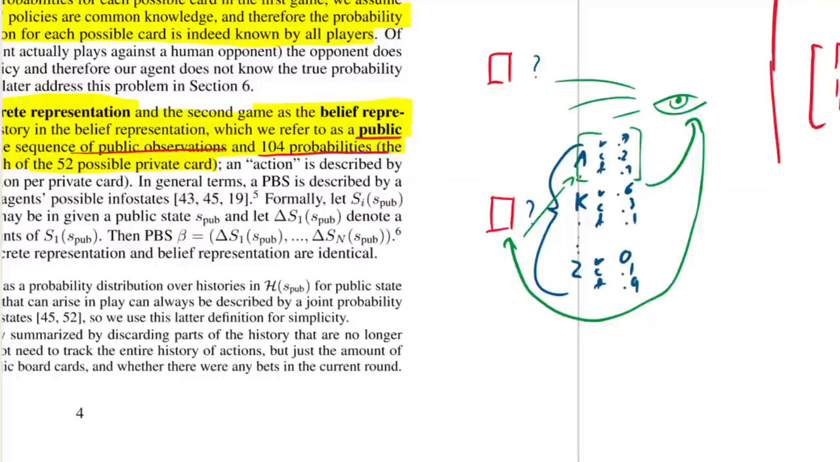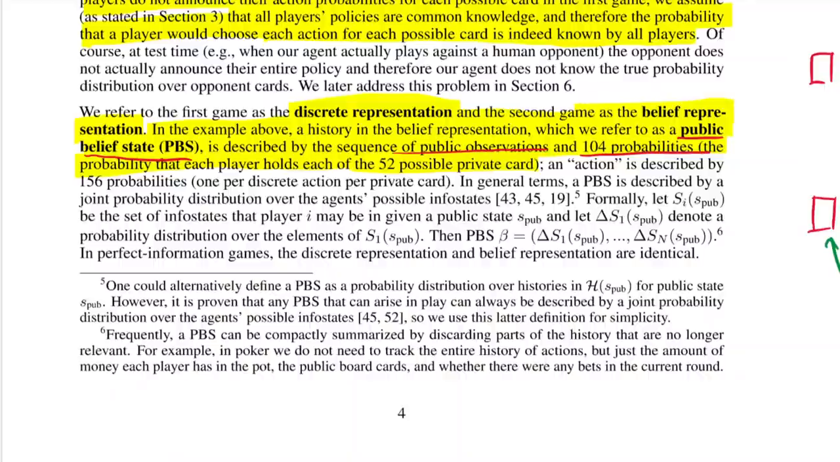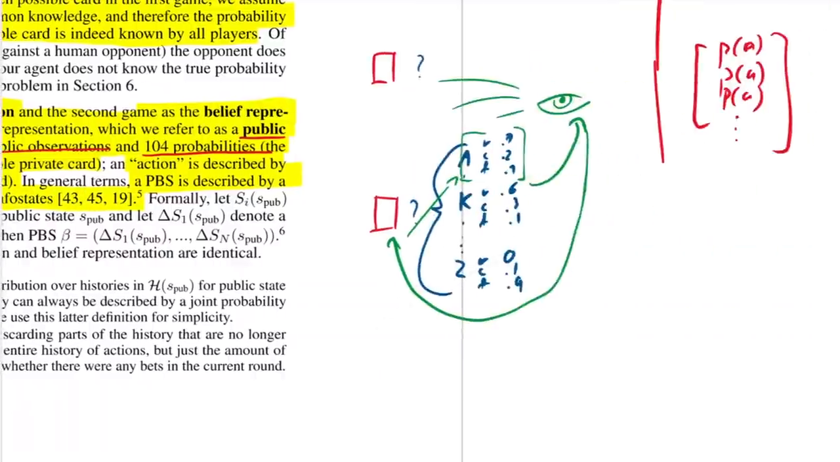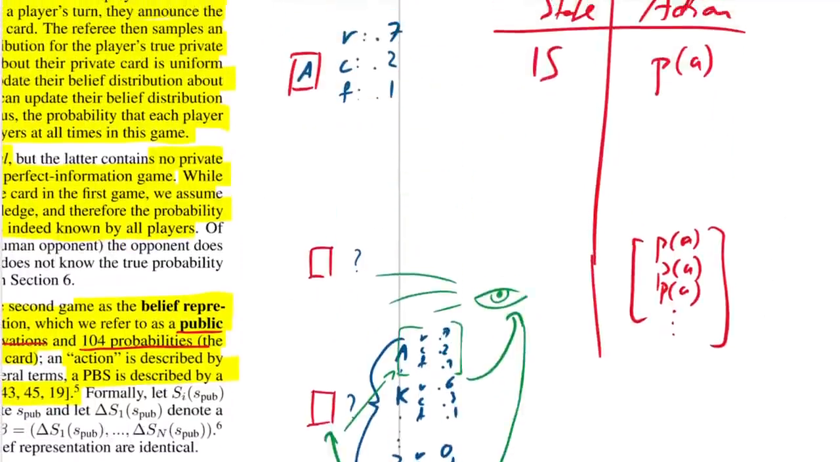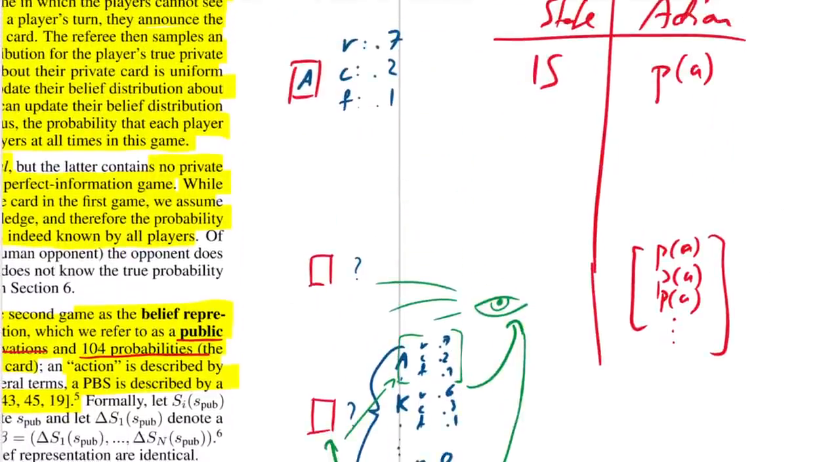That is going to be the public belief state, okay? Likewise, an action is described by 156 probabilities, one per discrete action per private card. In general terms, a PBS is described by a joint probability distribution over the agent's possible info states. You see, it's a distribution over info states. So the state is a distribution for each info state, or they also call this a public belief state.